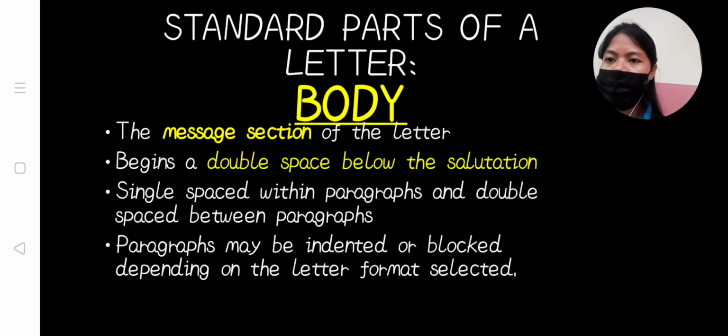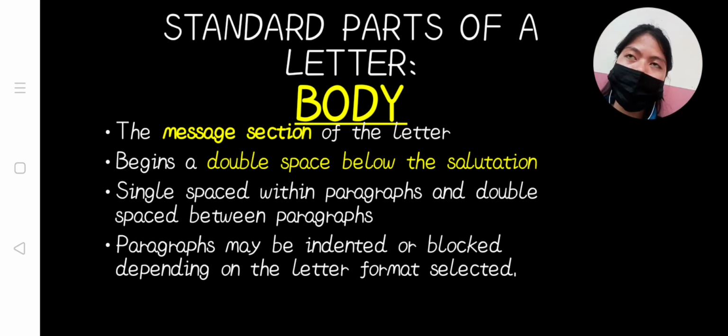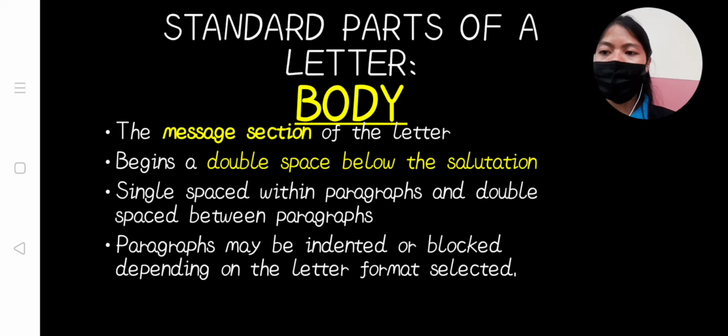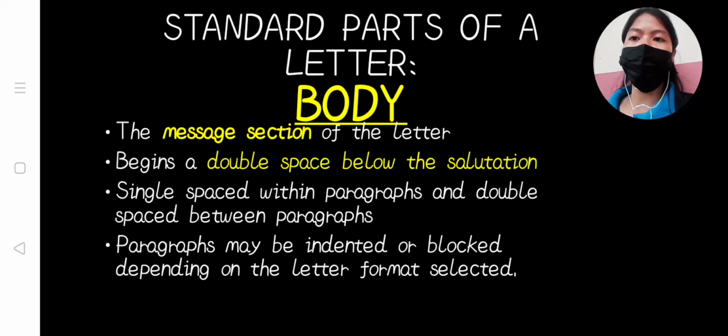It is single spaced within paragraphs and double spaced between paragraphs. So take note, single space sa within and then two spaces between paragraphs. So if you will be writing two paragraphs, for example, before you write the second paragraph, you need to leave two spaces. Paragraphs may be indented or blocked depending on the letter format selected. So later on, we will be discussing the types of letters or the letter formats.